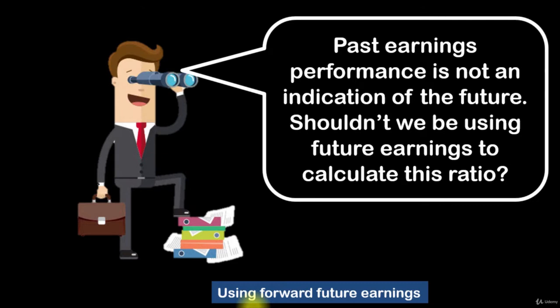We can try to forecast it, and the way forecasting works is usually by taking past numbers and extrapolating them into the future. And that's why the P/E ratio is calculated using the most recent 12 months earnings. In this case, if you would like to use forecasted numbers, we have another formula for you, and let me quickly introduce this formula to you.